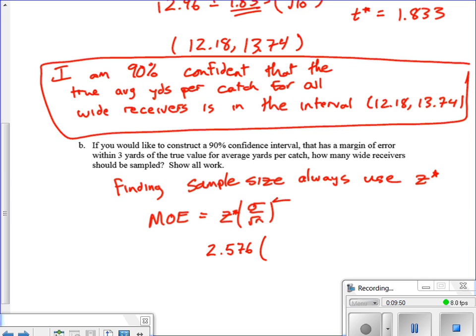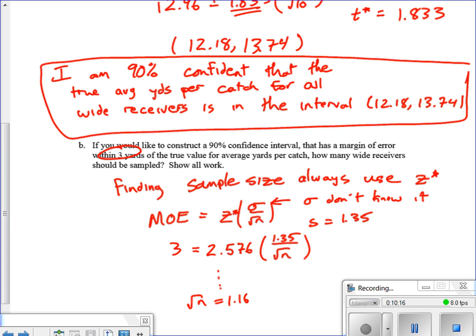I don't know sigma, but we do know that s was 1.35, so we'll use that: 1.35 over the square root of n. The margin of error that they're interested in is 3 yards. When you solve this, you're going to get a very small number. You're going to end up with the square root of n equals 1.16.